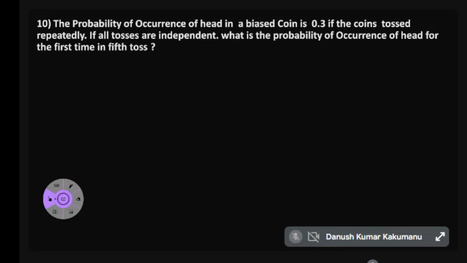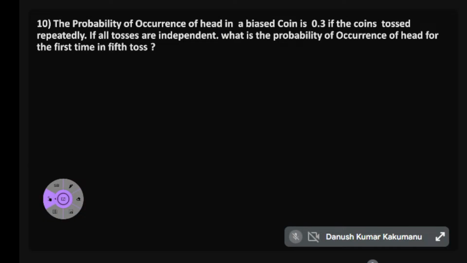The probability of heads in a biased coin is 0.3. If the coin is tossed repeatedly and all tosses are independent, what is the probability of getting a head for the first time on the fifth toss? That is our question. Anybody answer?